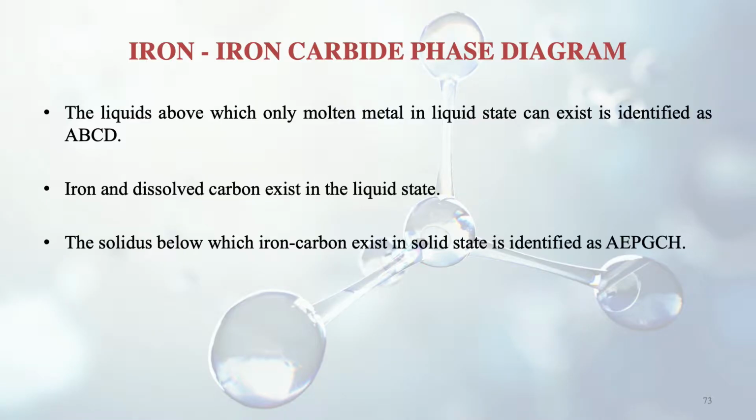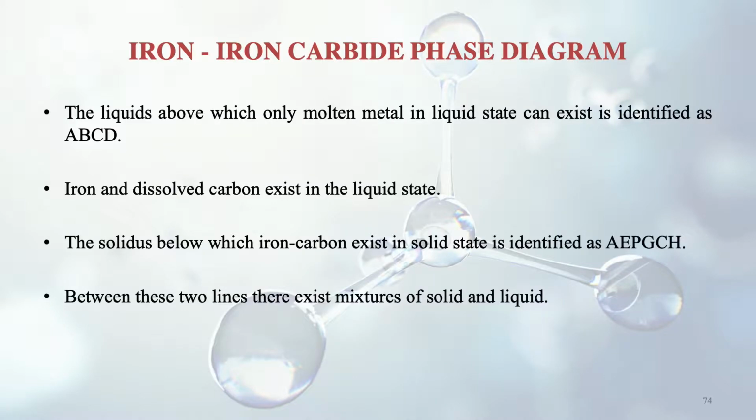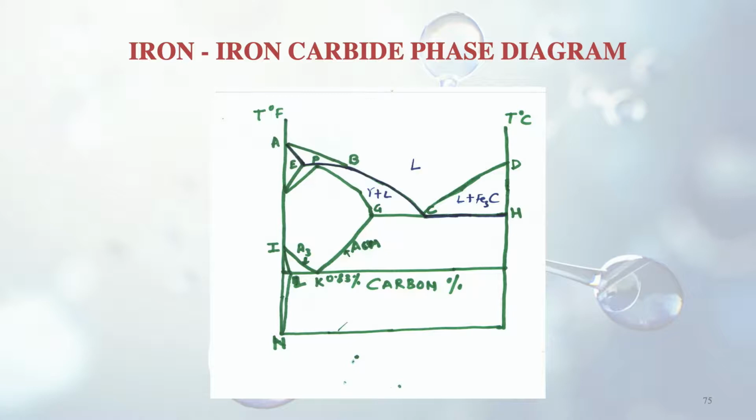Iron and dissolved carbon. The solidus, below which iron carbon exists in solid state, is given by the portion A, E, P, G, C, H. So see carefully in the diagram, the alphabets, you can see A, E, P, G, C, H. Below this portion everything is solid. That's why this line is also known as the solidus line. Between these two lines there exist mixtures of solid and liquid, like you can see the gamma plus L. Gamma refers to austenite and L refers to the liquid. So it's a mixture there, solid and liquid both are there.